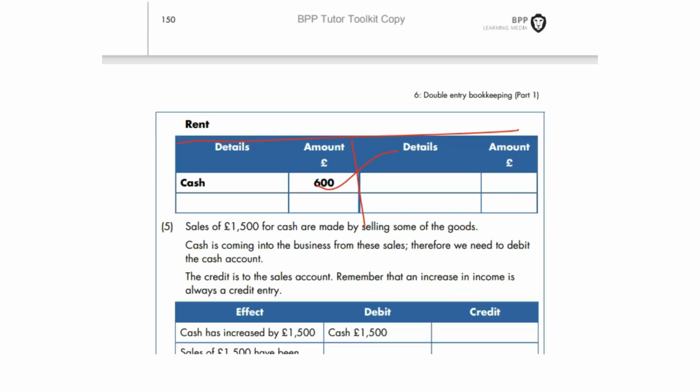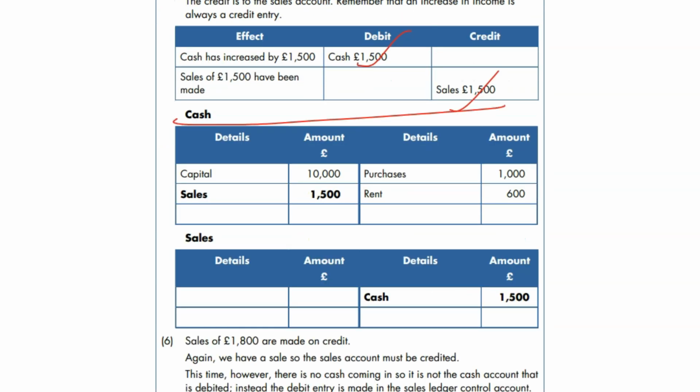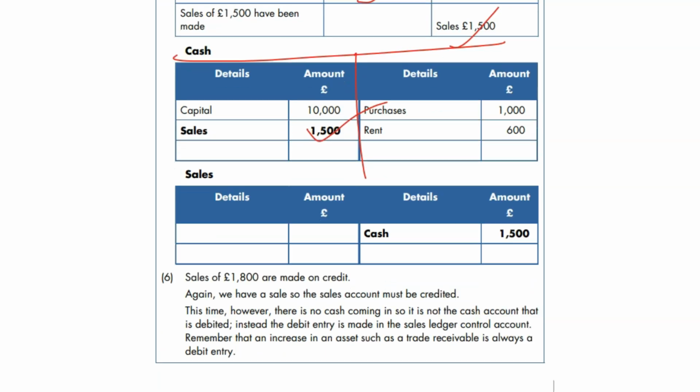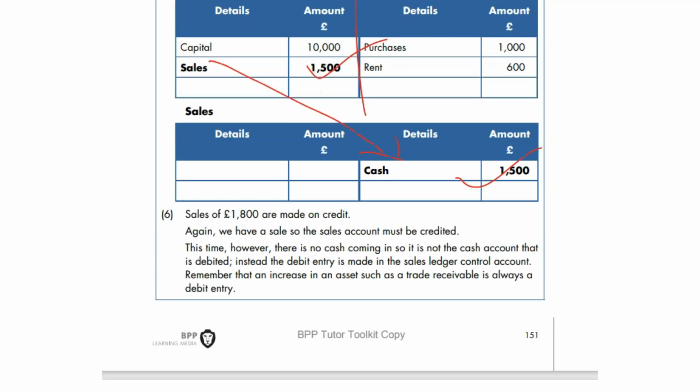We are going to open a new rent account, but the old cash account on the credit side, and the rent account on the debit side. Sales of 1,500 cash are made by selling some of the goods. So sales is ever credit, sales account credit, and you're getting cash up, debit. So in the cash account we already have it, cash debit, and sales account we opened a credit. In the detail we write the opposite account's name. That is the normal rule.